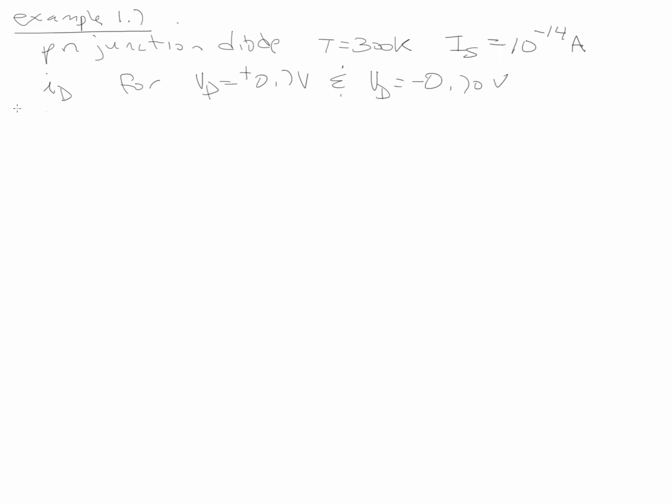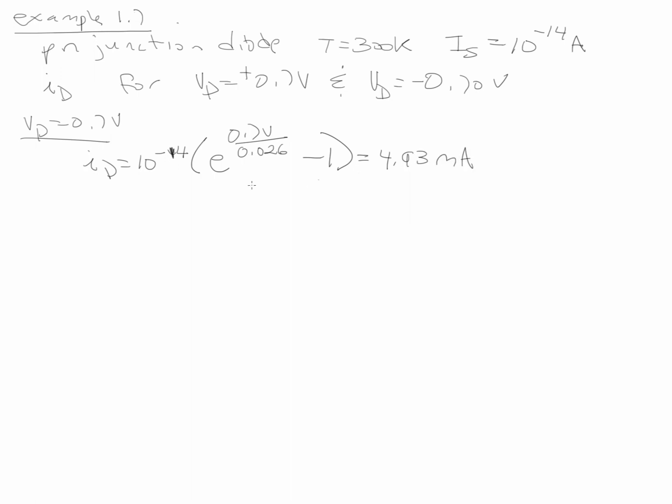And so at this point, it's just plugging it into that equation of ID equals IS, which was 10 to the minus 14, and then putting in your exponential of 0.7, that's VD, over the thermal voltage, and we assume N is equal to 1, minus 1. And you get 4.93 milliamps, okay?